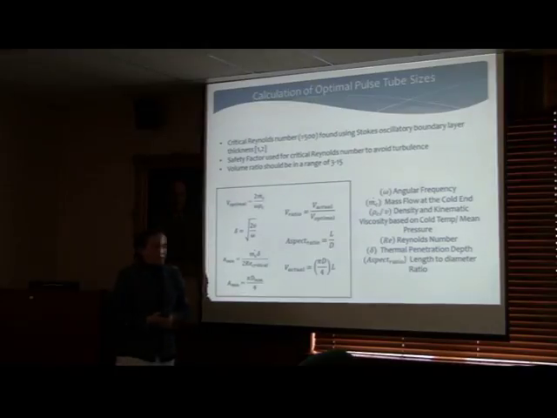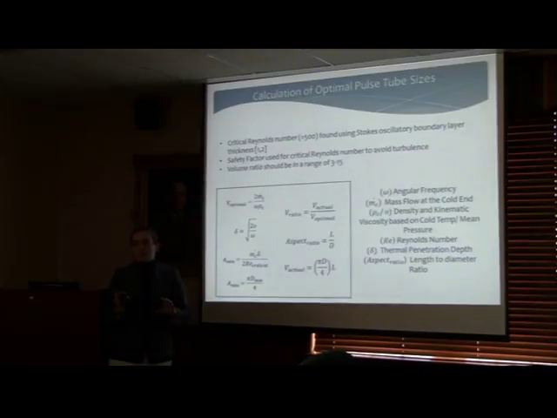So, optimization of the pulse tube size. We want to really mitigate losses in the pulse tube, which means we want laminar flow. So it's going to be smooth flow through the pulse tube instead of turbulent, which is chaotic flow. And we do this based off of a critical Reynolds number, which was found using the Stokes oscillatory boundary layer from a previous study that I looked at, and it's cited right there. This is a critical Reynolds number specifically for the pulse tube, because the turbulence is oscillatory in nature in the pulse tube, so it keeps the flow laminar.